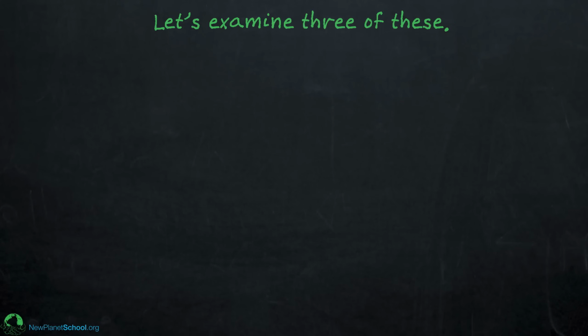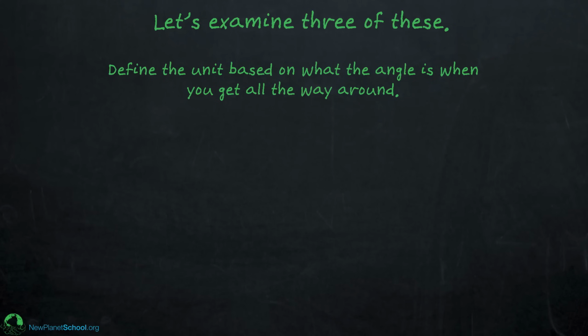Okay, so let's focus on 3 of these. Now, what we're going to do is define the unit based on what the angle is when you get all the way around. So let's take my favorite, which is the turn. If you have a turn, here's what it looks like. You start measuring an angle, and as you go around, when you get all the way around in a circle, the value of the angle is 1. That's very simple. It's very intuitive.